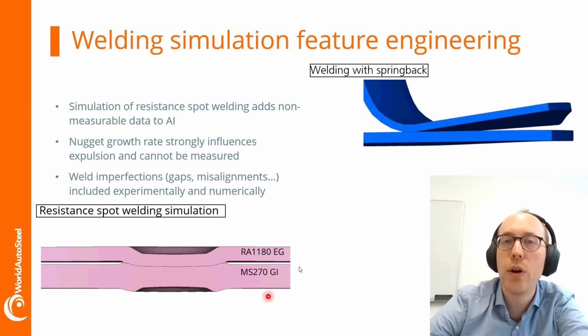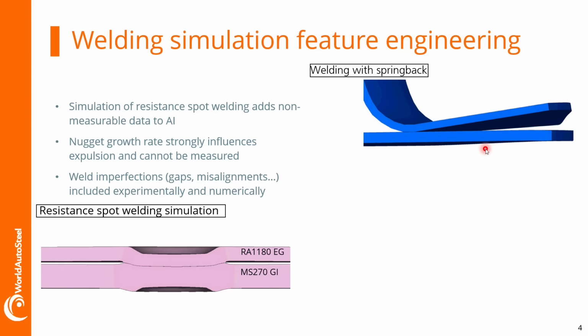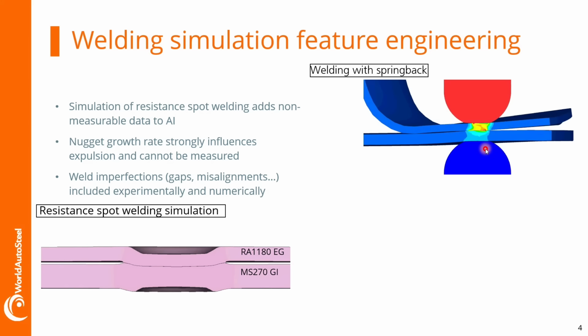Furthermore, we can also weld with imperfections and include data about that in the model. Here we have a spring back, and you can see that the spring back closes and the nugget grows slightly differently because of the different contact conditions.